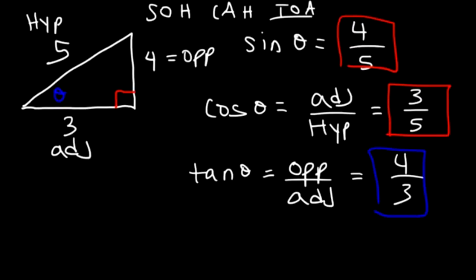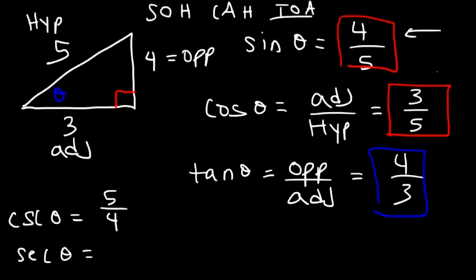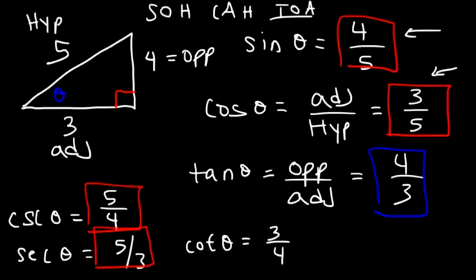Now once we have these three, we can easily find the other three. To find cosecant, it's 1 over sine, so just flip this fraction. It's going to be 5 over 4. And secant is the reciprocal of cosine, so flip this fraction. Secant is going to be 5 over 3. Cotangent is the reciprocal of tangent. So if tangent is 4 over 3, cotangent is going to be 3 over 4. And that's how you could find the value of the 6 trigonometric functions.